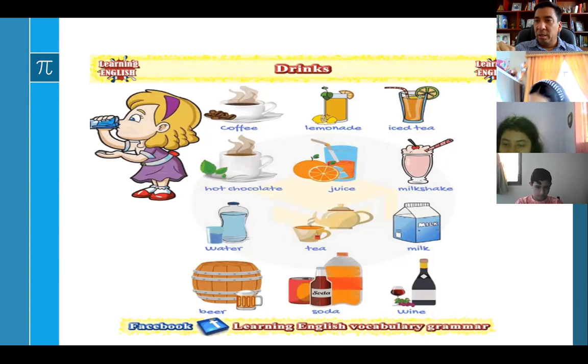The correct way is soda, porque también he escuchado mucho decir cola. No. Cola is in Spanish. We call it soda. Soda, all right? Okay.